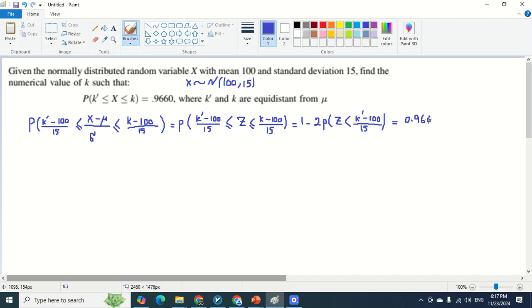0.966. Right now we can find the probability of one tail, meaning the probability of z less than k prime minus 100 over 15. So let me rewrite it over here. k prime minus 100 over 15 should be equal to 1 minus the given value, 1 minus 0.966 over 2, and for sure when you calculate that value it's going to be less than a half, and you should find the value inside of the negative table again.